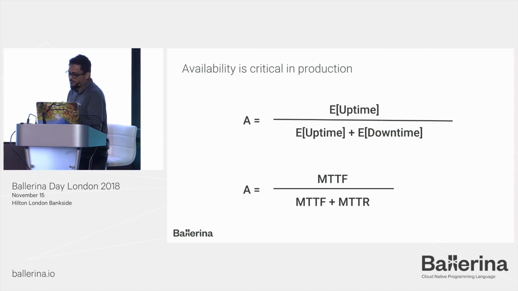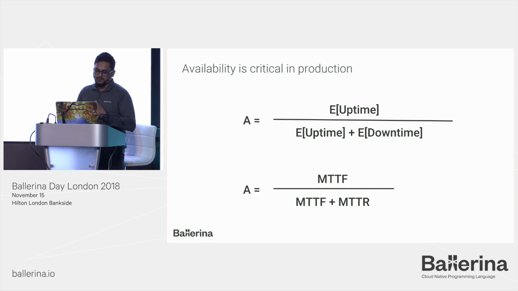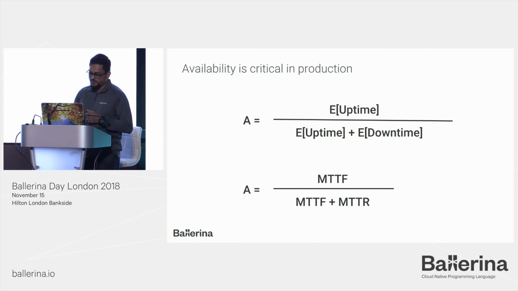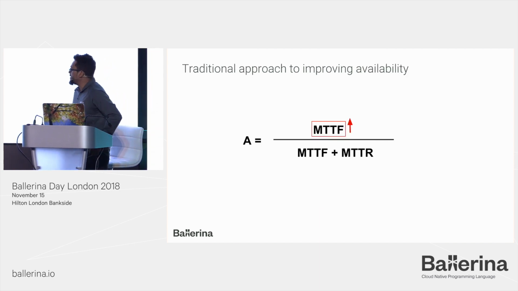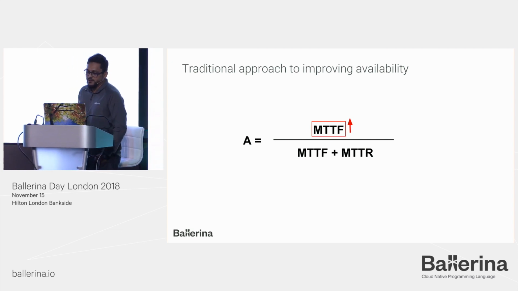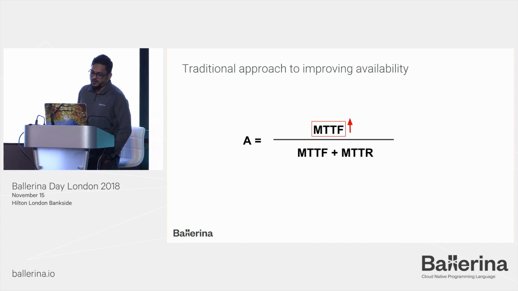So availability is critical in production. These are some of the definitions of availability. It's mean time to failure divided by mean time to failure plus mean time to recovery. So how can we increase availability? One of the ways of increasing availability is increasing the mean time to failure. So make your software components as robust as possible. So that's one way of increasing availability.